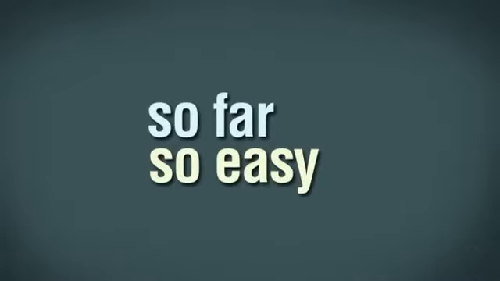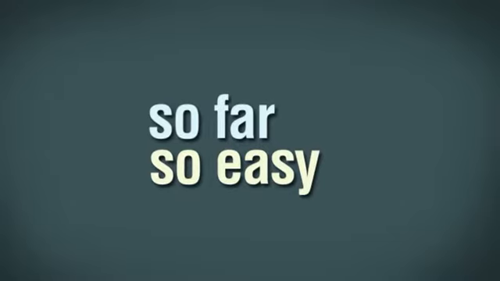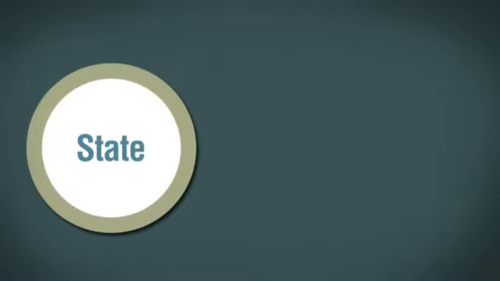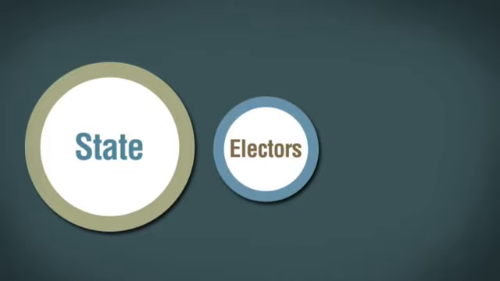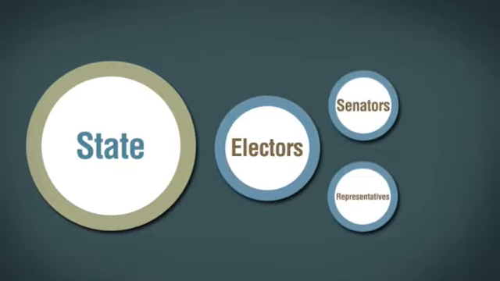So far, so easy. However, the public don't vote directly for their choice of president. Instead, a system called the Electoral College is used. Each state is allocated a number of electors that will make the final choice. A state has the same number of electors as it does senators and representatives.